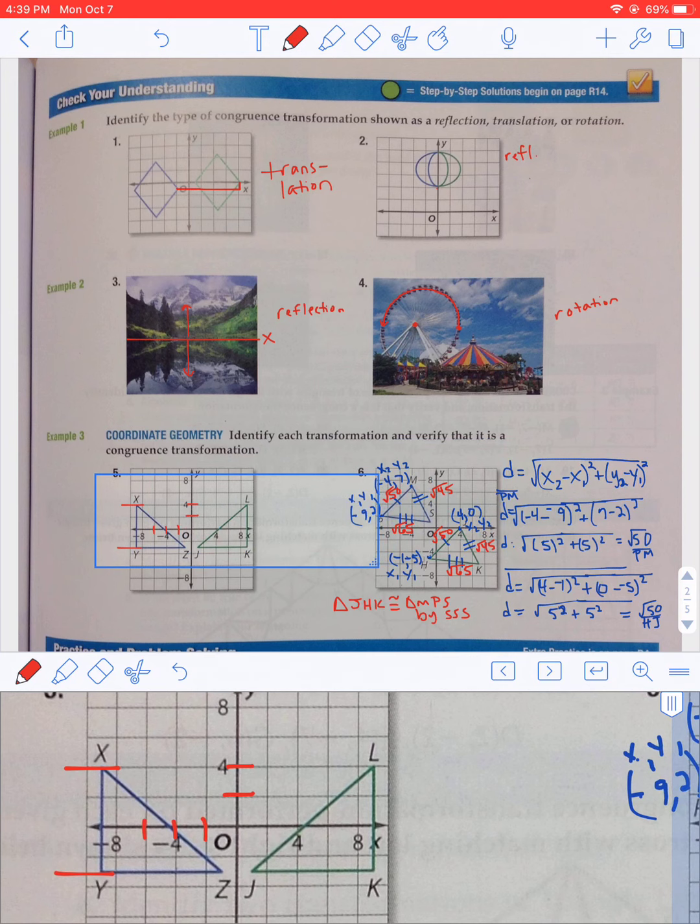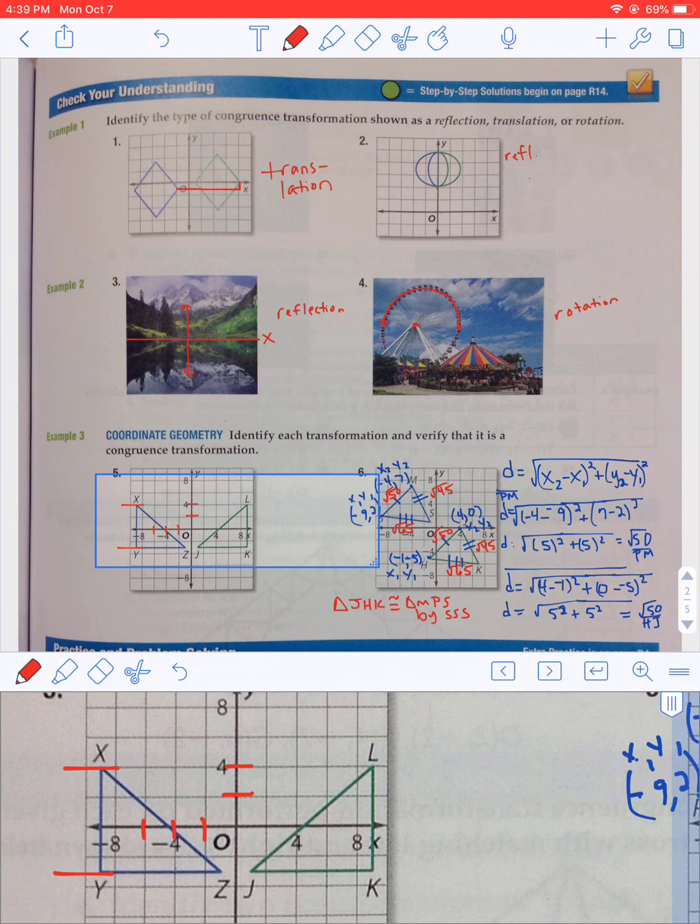okay? So you'll do it for XZ and LJ, okay, just like I had to do over here, a pair. And then the others you'll just count, and you'll be able to count how long the lengths are, and to figure out if they're congruent or not. Okay.